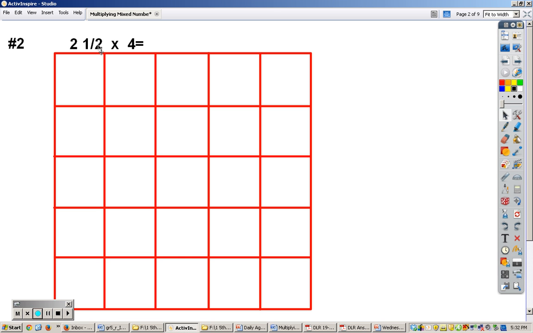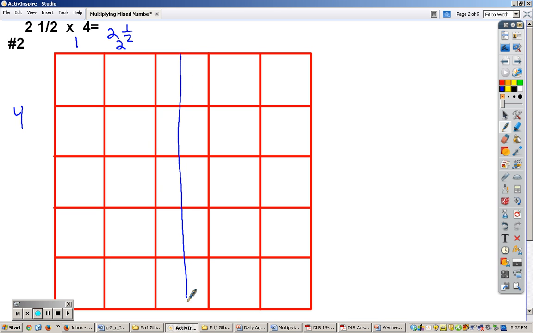So let's move our 2 and 1/2 out of the way a little bit, just to make a little bit of room. On top, we're going to measure 2 1/2 across, and then we're going to go down 4. Let's measure. Each square represents a whole number. We have to go across 2 and 1/2. So 1, 2. Well, this one we're going to have to break into a half so that we can count and measure 1/2.